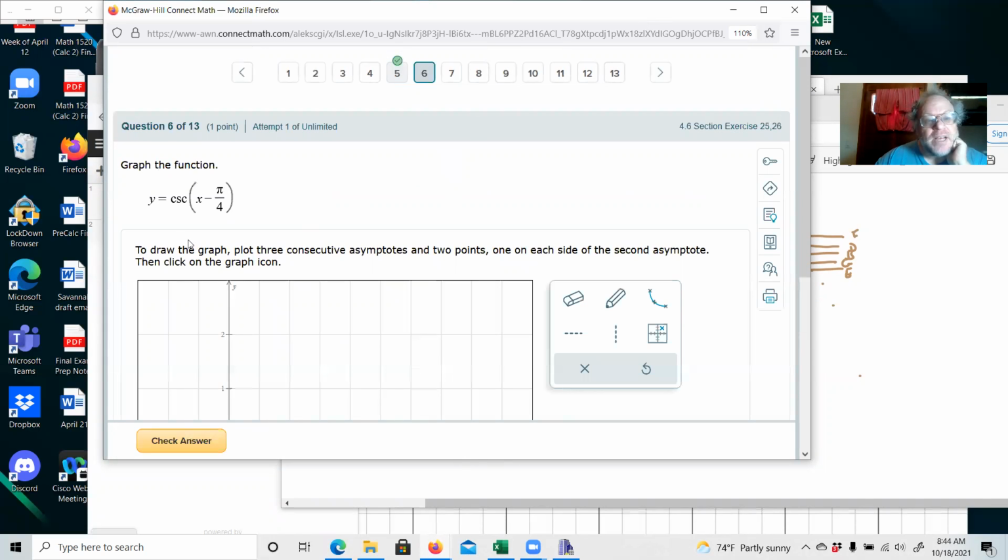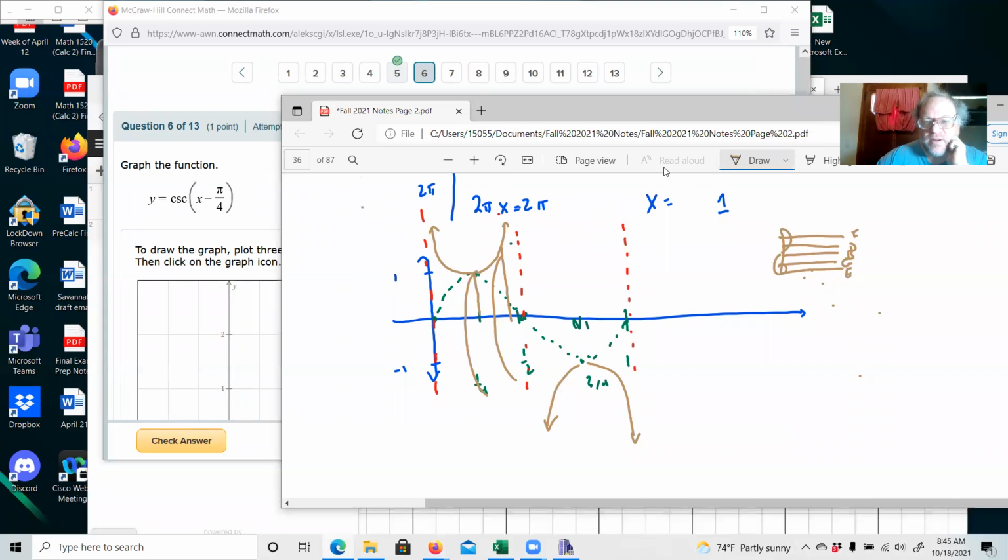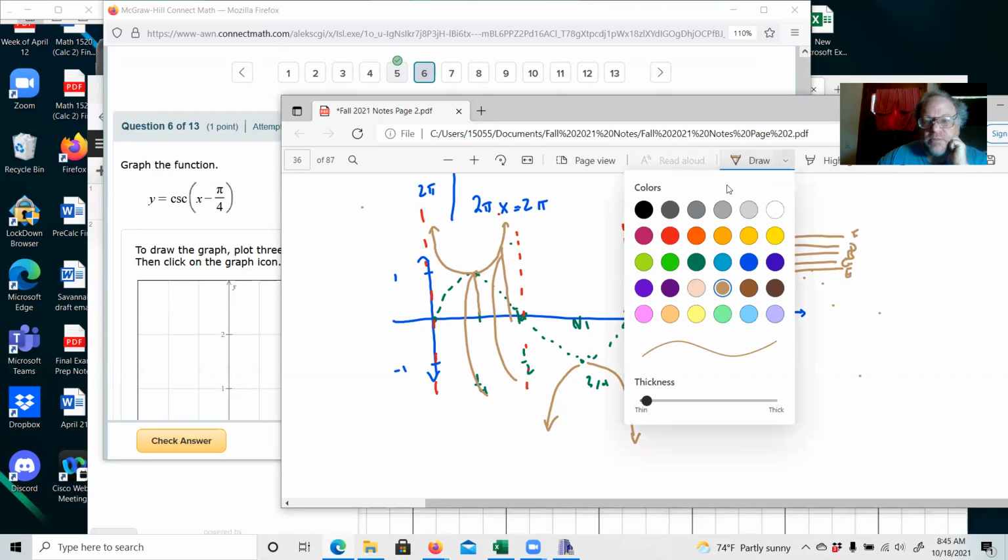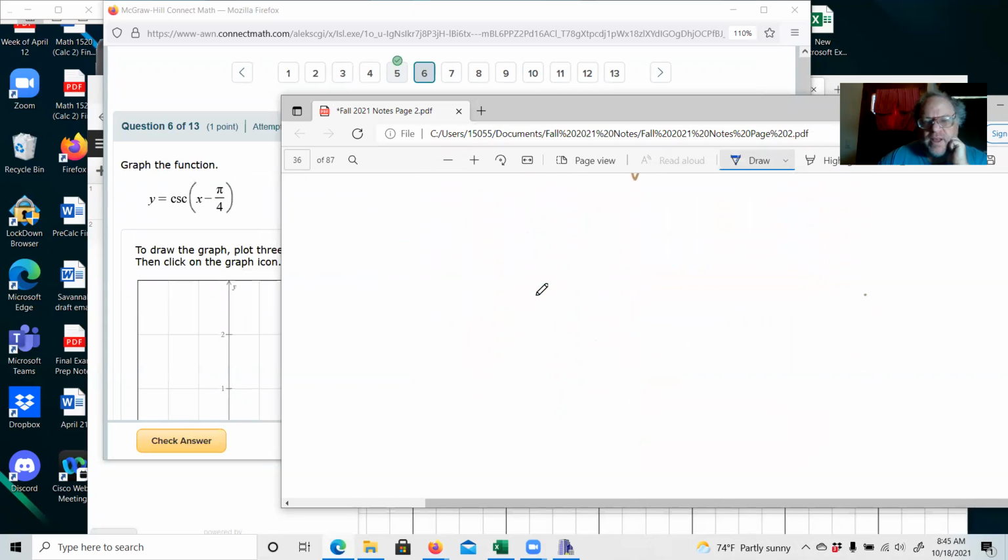Cosecant of, well, they're into cosecants today. So we're going to do cosecant of x minus pi over 4. Let's go back to our notes here. So what we're going to graph first is sine of x minus pi over 4.